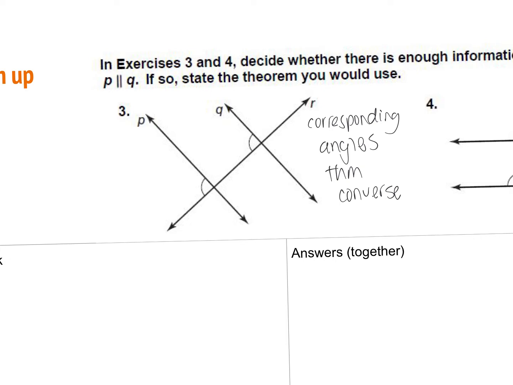Were we told that P was parallel to Q? No. We were asked to determine whether we had enough information to say that. Do you guys see that? So we can say this by the corresponding angles converse theorem. Benji, does that help for that one? Yeah, because I was going to ask what the half circle was. Oh, what the arc symbol means?